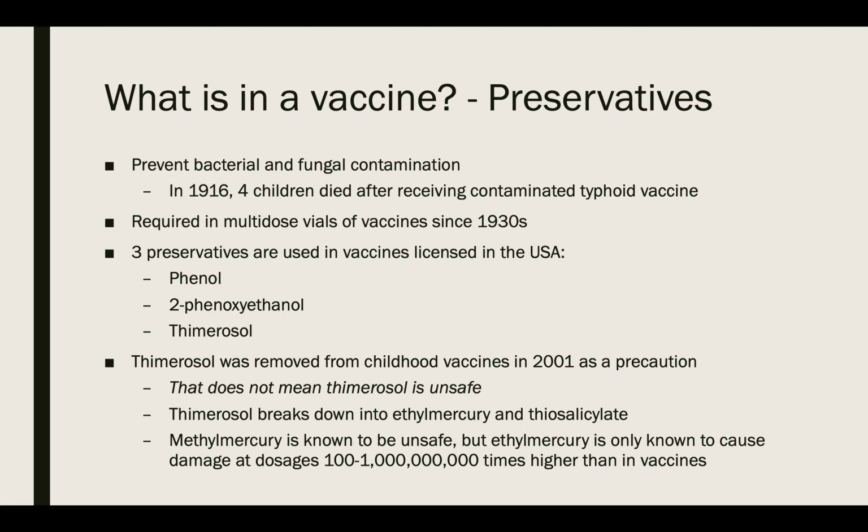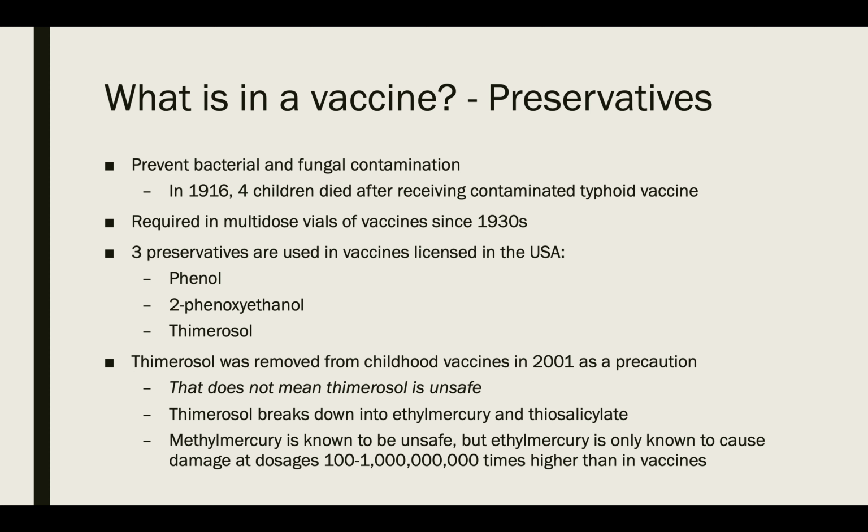That doesn't mean it's unsafe. Thimerosal breaks down into ethyl mercury and thiosalicylate. I can't say these words, I apologize. Anyway, methyl mercury, if you've heard of mercury poisoning, it's from methyl mercury. It is known to be unsafe, and methyl mercury is what causes neurological issues and all of the diseases associated with mercury.